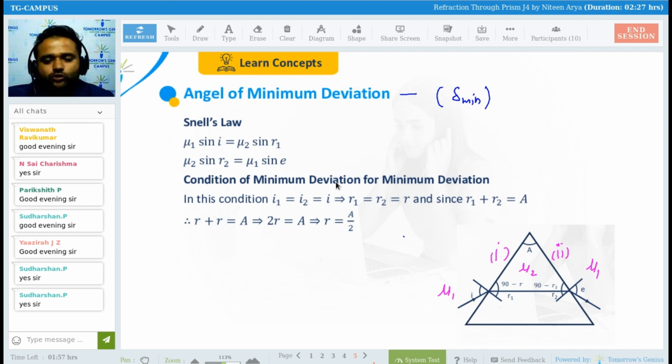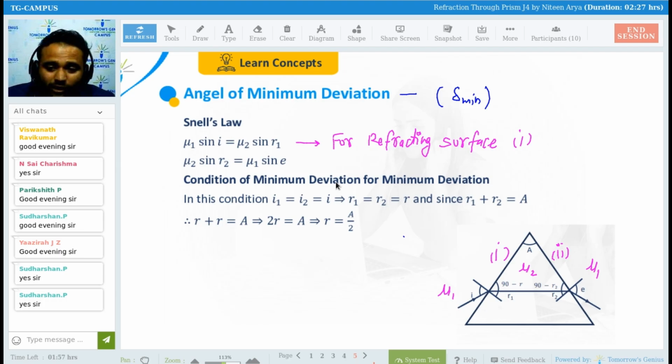So mu1 sin I equals mu2 sin R1, where R1 is for refracting surface 1. In the same sense, mu2 sin R2, which is the angle of incidence for refracting surface 2, equals mu1 sin E. So that is for refracting surface 2. Clear everyone till now?